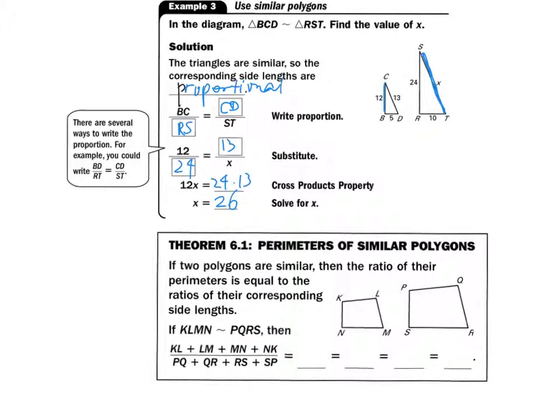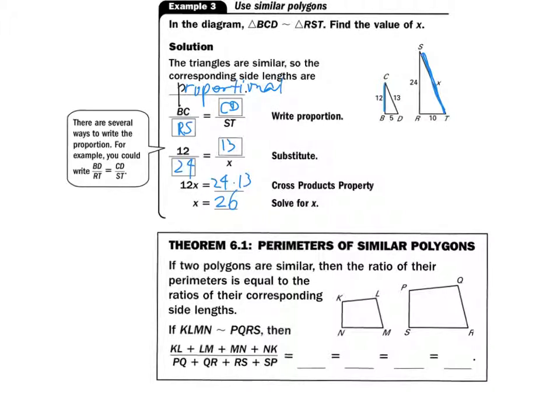And here's a theorem, perimeters of similar polygons. If two polygons are similar, then the ratio of their perimeters is equal to the ratios of their corresponding side lengths. So what it is saying is that if you get the perimeter, you add the side lengths all together and take their ratio of the two polygons. It should be the same as the scale factor that we were looking at.